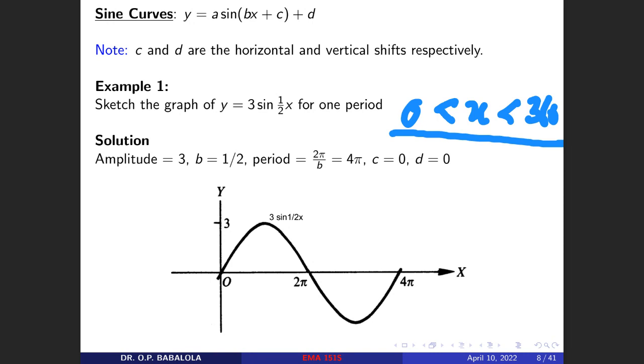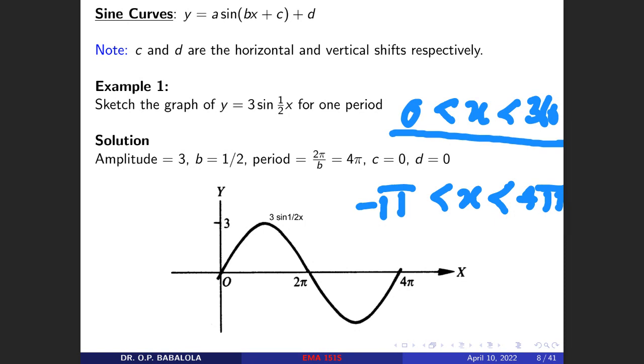We can say from minus pi less than x less than pi. This is pi. Okay, in this case, this is not a complete period. All right, so we can be given different ranges to consider. So in this case, we are given the range from 0 to 360 degrees.